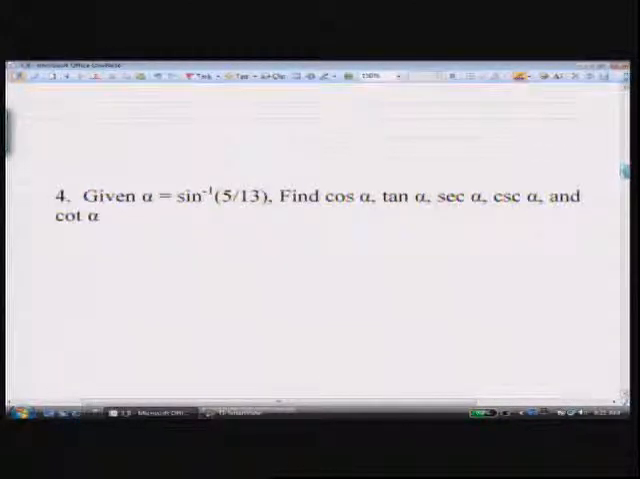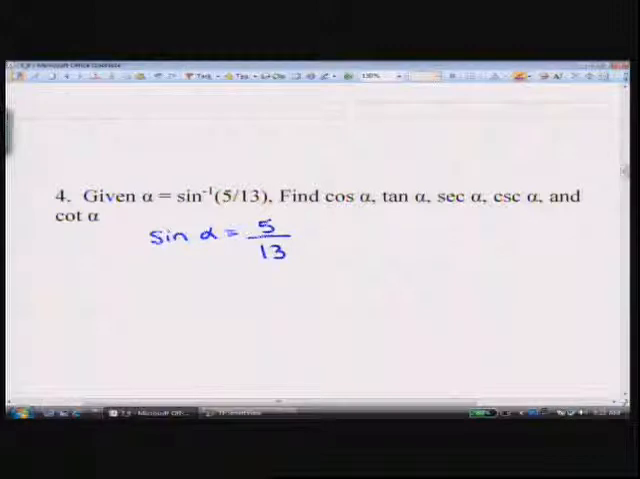All right. So this is good. If you know that there is some angle alpha such that the inverse sine is 5/13, I'm going to ask you to find the cosine, the tangent, the secant, the cosecant, and the cotangent. If I know that alpha, the angle, is equal to the inverse sine of this ratio, then I know that the sine of the angle must give me this ratio.